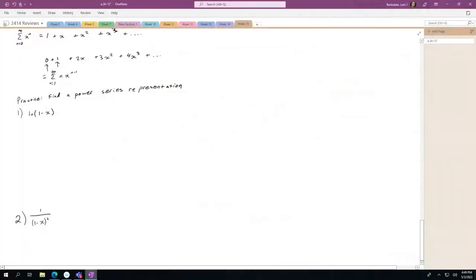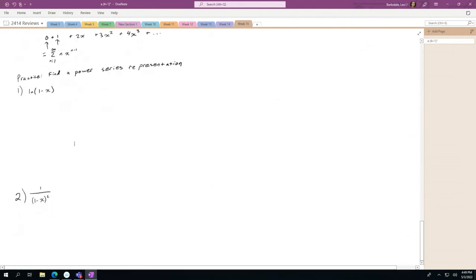All right, let's go ahead and go over these problems. So first off, we want to think about taking a derivative. We don't actually have this being in the form of a nice geometric series function. So let's think about the derivative. If you took a derivative, then we would have 1 over 1 minus x multiplied by the derivative of 1 minus x, which is negative 1. So negative 1 over 1 minus x.